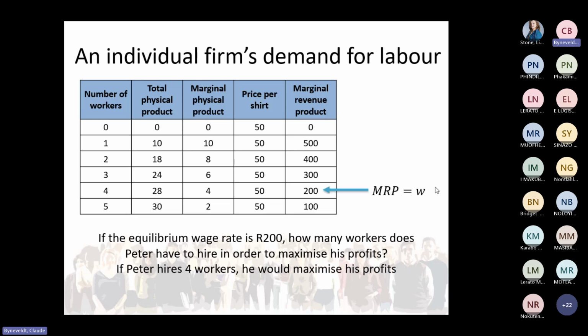So the MRP is the wage rate, 200 per week. So how many workers? You see, 4 workers. So you will employ 4 workers. If the wage rate, the marginal revenue product, or the marginal cost of labor is 200, then you will employ 4 workers to maximize his profit in a perfectly competitive labor market. So this is how you will read it from a given table.